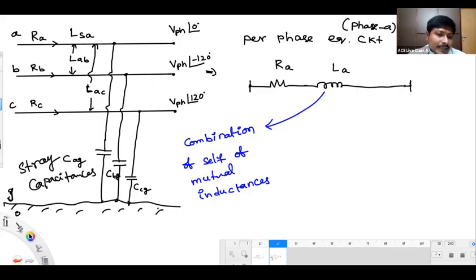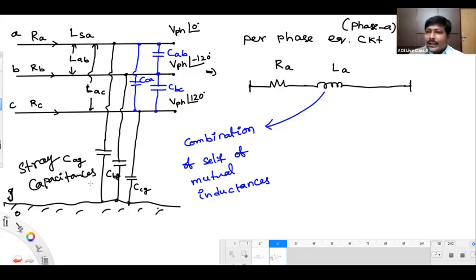But you see, between A and B some capacitance will exist. A to B, definitely we have some capacitance. B to C, we have something. C to A also we have some capacitance. These capacitances are generally dominating capacitances. So it is CAB, CBC, and CCA.